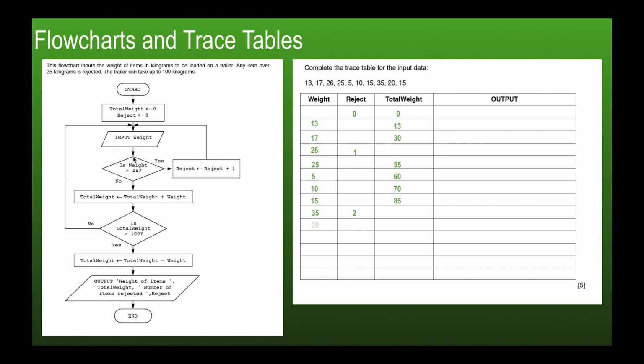Our next input is 20. Is that greater than 25? It is not. Add it to the total weight. Now, my total weight has hit 105. If it's greater than 100, we now exit this loop, which we do. So we're on to our next section.